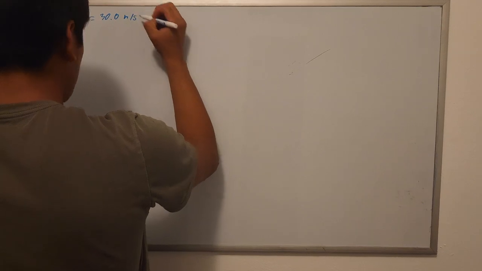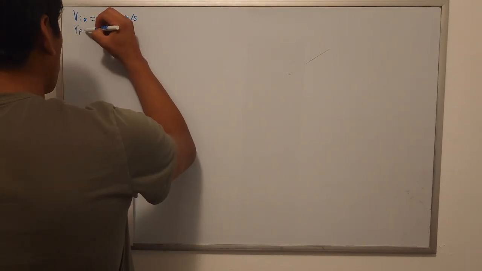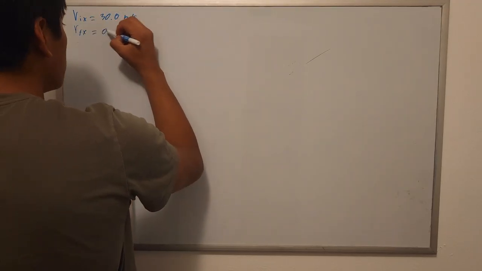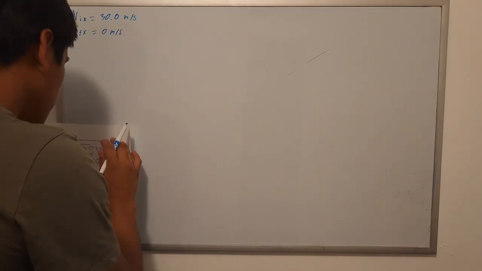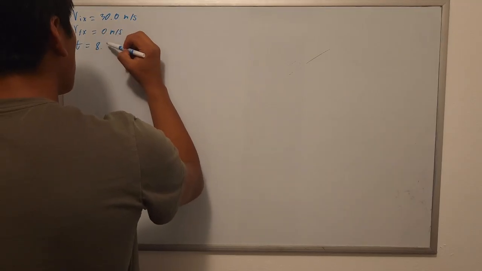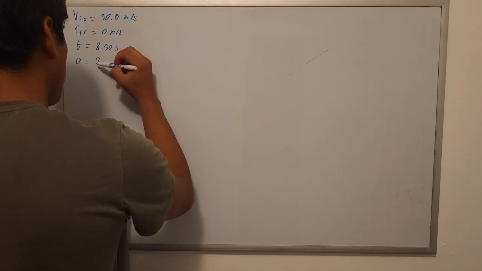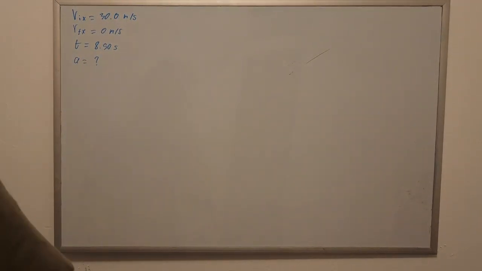So the initial velocity in the x is 30 meters per second. And then it says that it comes to a stop, so that's going to tell us that the final velocity is going to be equal to 0 meters per second. And then we're given the time, which is 8.5. And then we're asked for acceleration. So we have 3 variables and we're looking for 1, acceleration.